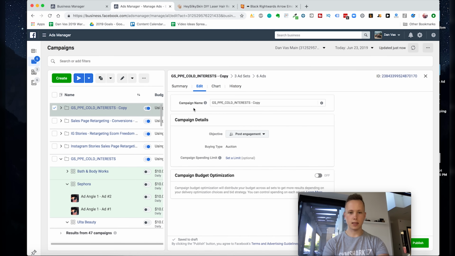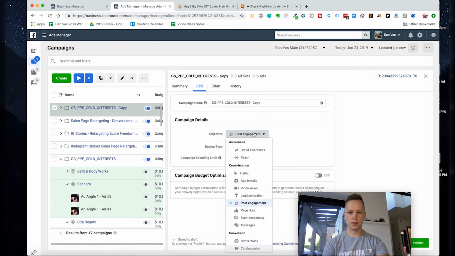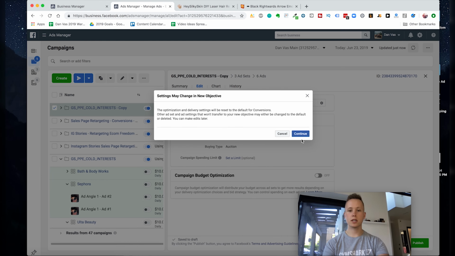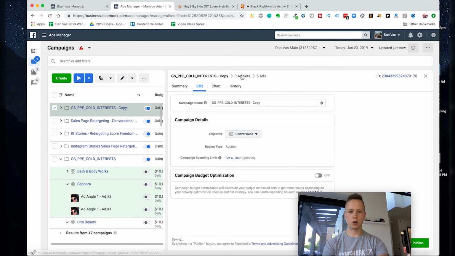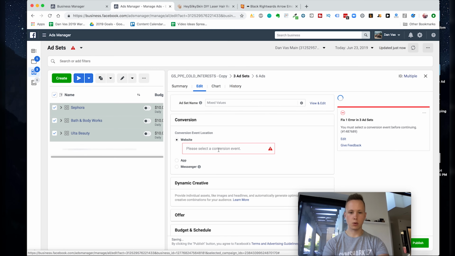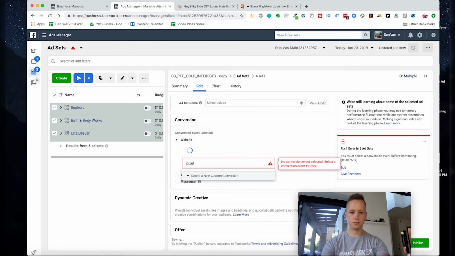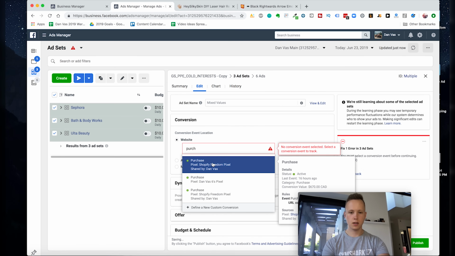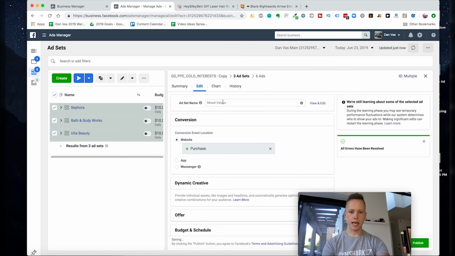So we would duplicate like that. We would go to objective, and then we go to conversions. And you want to make sure that your pixel is actually installed correctly, like I mentioned earlier in the video. So conversions, and then we would go to the ad sets, and we would make sure that we've got our pixel in here. So purchase pixel, for example, and then ad set name, it would be the exact same.